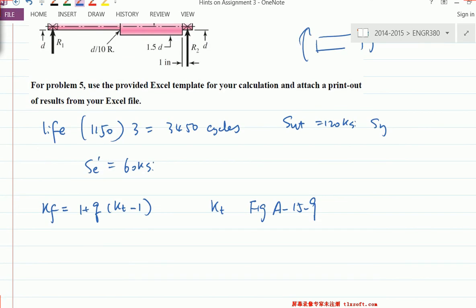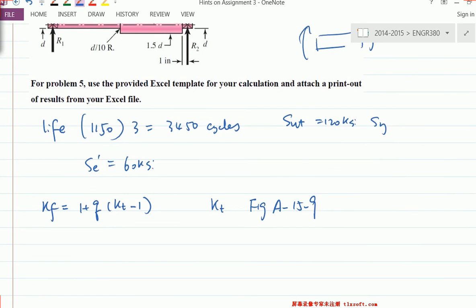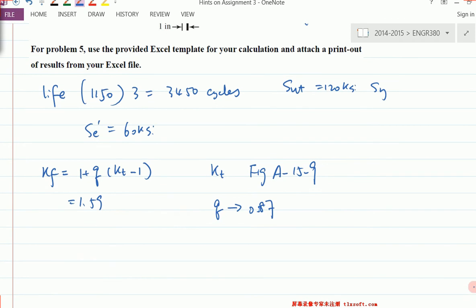Alright, so the other thing, before we move on here, is the Q. That's also doable. You can find a Q from either the equation or from the formula. So Q ended up to be 0.87. Okay. So KF is going to be 1.4959. If there are any differences in decimals, that's fine.